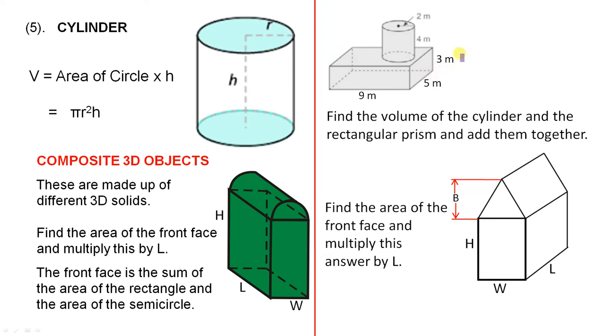And the volume, again, is in cubic units. For this one here, when you're given all the necessary measurements, find the volume of the cylinder, which is there, and the rectangular prism, which is there, and add them together. Of course, they're two separate solids. And finally, to find the volume of this solid here, you find the area of the front face, which is simply the addition of the area of the rectangle and the area of the triangle. Once you find that area, then you multiply this answer by L. And the volume of all of these three-dimensional solids are expressed in cubic units.